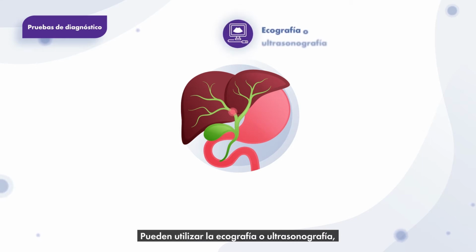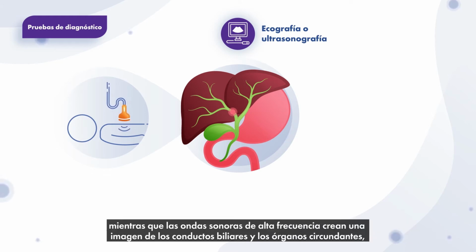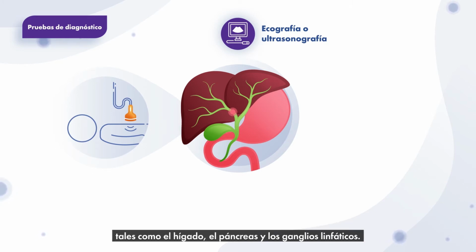They can use ultrasound or ultrasonography, during which a gel is applied to the abdomen and a handheld probe is moved over the area while high-frequency sound waves create a picture of the bile ducts and the surrounding organs, such as the liver, pancreas, and lymph nodes.